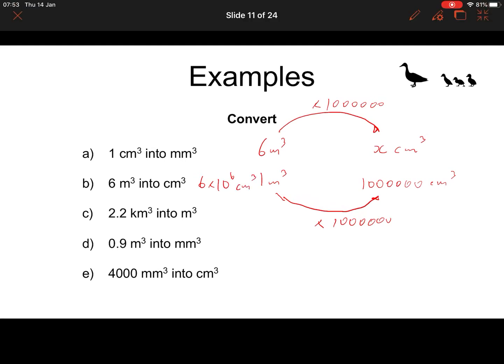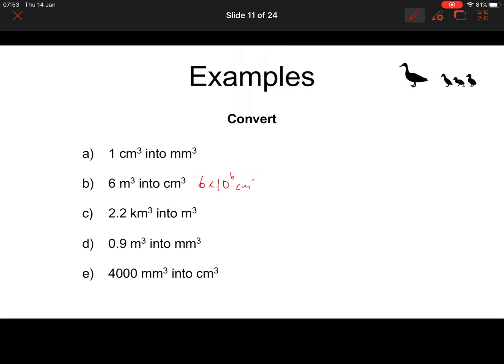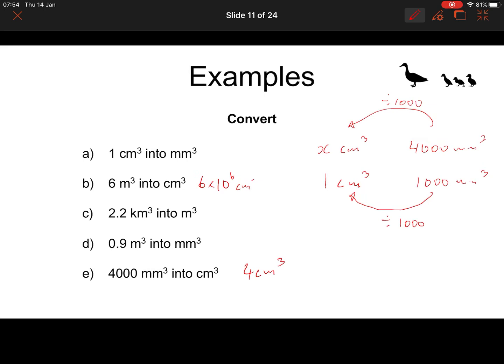Okay, let's do part E. Part E says we need centimetres cubed, so write the largest one first. So x centimetres cubed is 4,000 millimetres cubed. So 1 centimetre cubed is 1,000 millimetres cubed. I'm going in this direction. Divide by 1,000 is how you do it. And so the answer is 4 centimetres cubed.